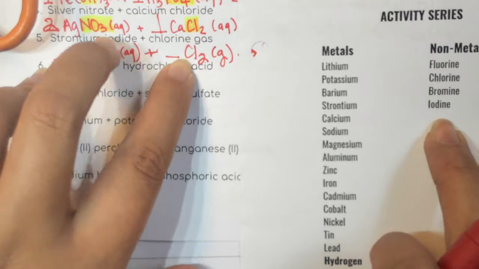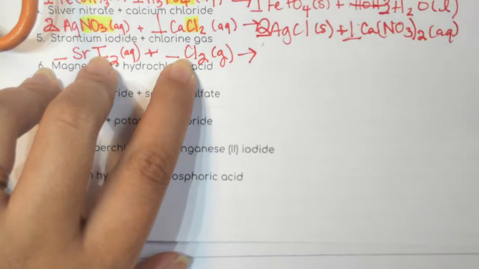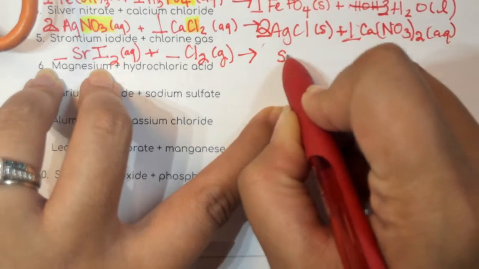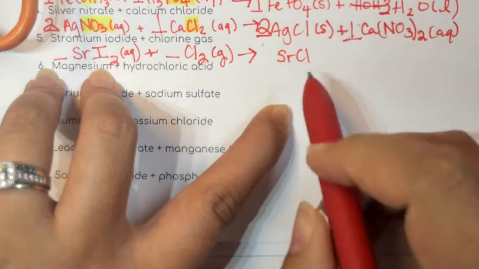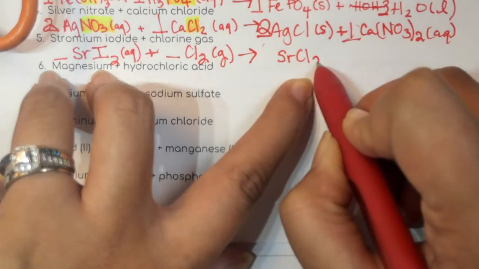Chlorine has to be higher than iodine to replace it. Is chlorine higher than iodine? Yes, so this can follow through. Strontium is now going to be paired with chlorine. Strontium has a +2, chlorine has -1. So when you swap and drop, it becomes a 2.